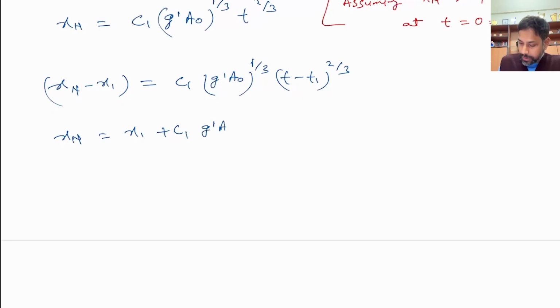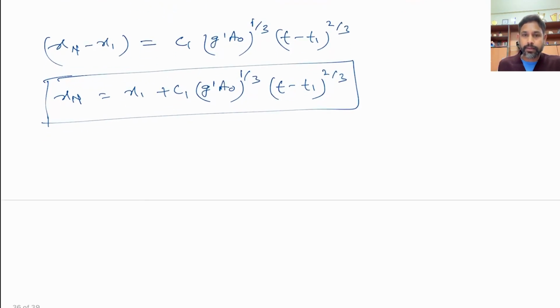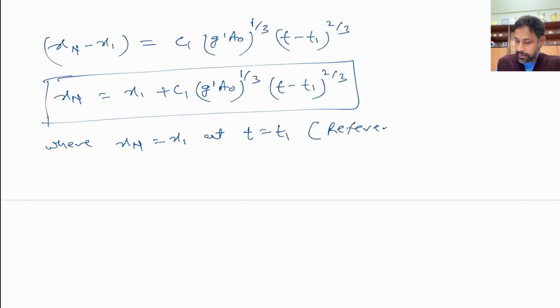C1 (g prime a naught)^(1/3) (t minus t1)^(2/3). So this is the equation that we get for the gravity current length, where xn is equal to x1 at t equal to t1. So that is basically our reference point from where we started measuring the gravity current.